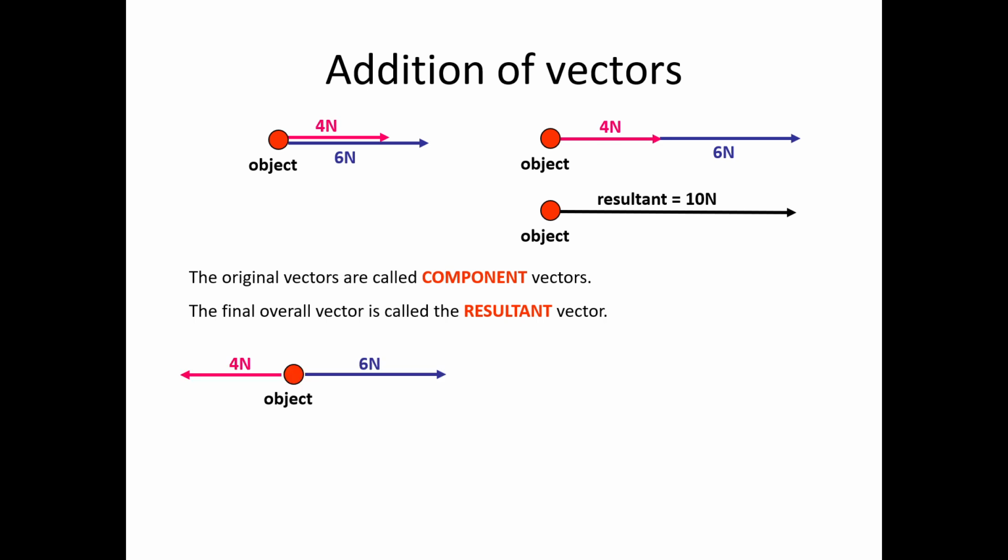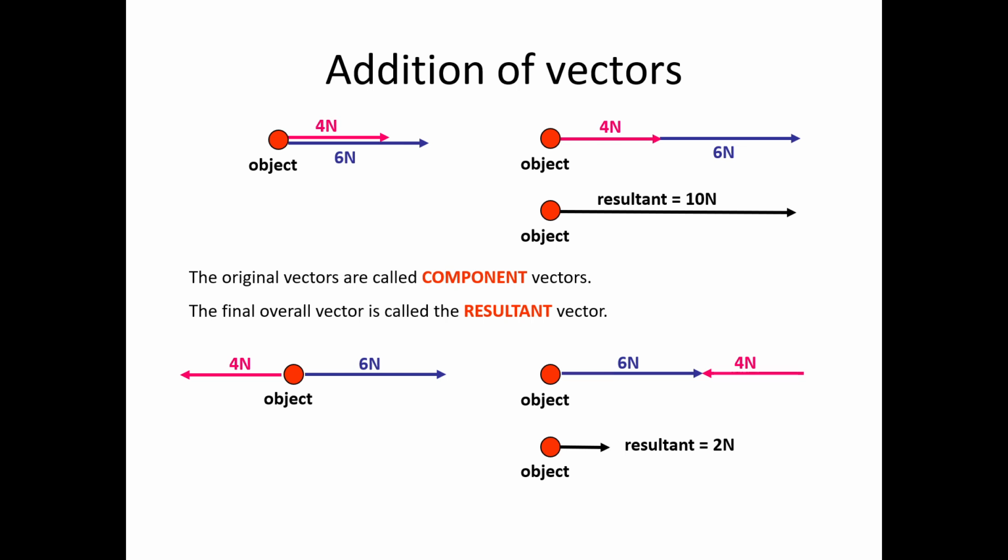Now, when they're in opposite directions like that, you get a different answer, obviously, because they're in opposite directions, not in the same direction. So here you've got 6 take away 4, and you can see again that the size of the 6 line and the size of the 4, they're proportional to their numbers.